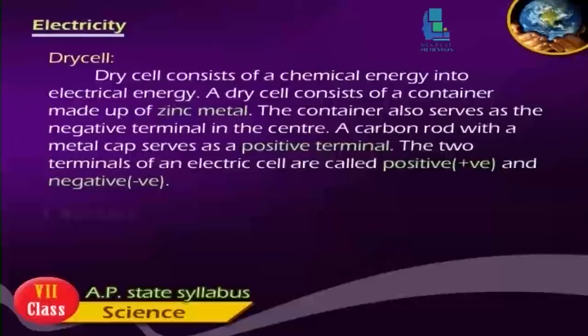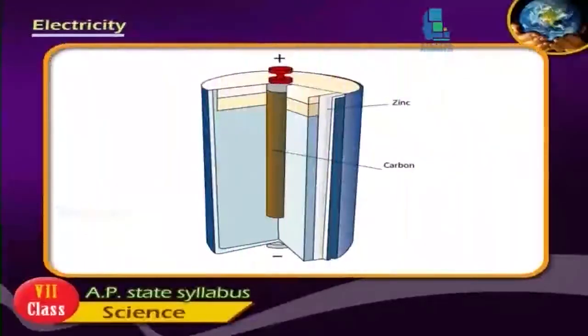Dry cell. A dry cell converts chemical energy into electrical energy. A dry cell consists of a container made up of zinc metal. The container also serves as the negative terminal. In the center, a carbon rod with a metal cap serves as a positive terminal. The 2 terminals of an electric cell are called positive and negative.